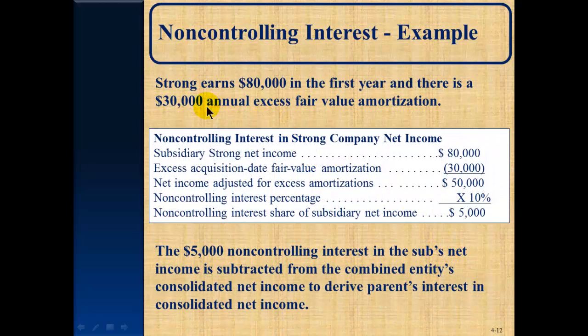Now let's do this simple allocation with some made-up numbers here, and let's assume that Strong earned $80,000 in the first year, and then you had quite a bit, actually, $30,000 of excess fair value amortization. So on my consolidated work papers, the entire subsidiary amount that I'm consolidating is $80,000. I take away that $30,000 excess amortization, leaves me with $50,000, and this is my split. So if I have an NCI that owns 10% of the stock, I've got to take 10% of that $50,000 and assign that piece of net income to the NCI. So you can see what we're doing there.